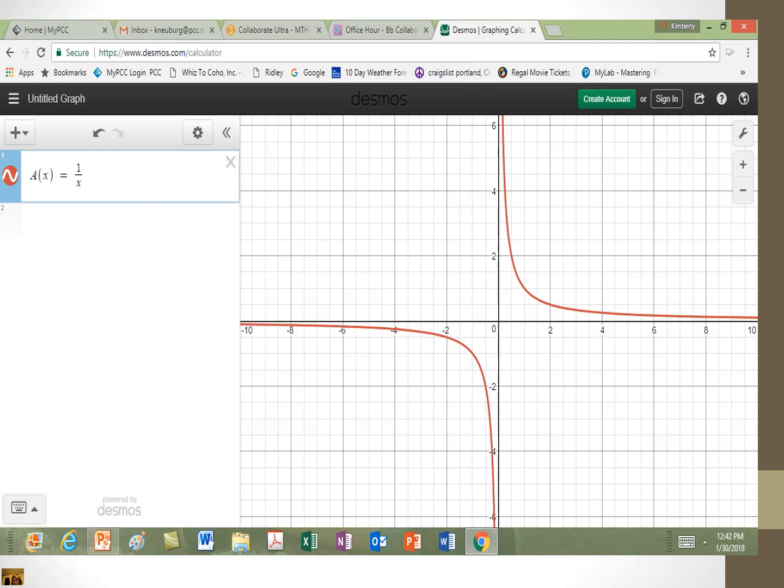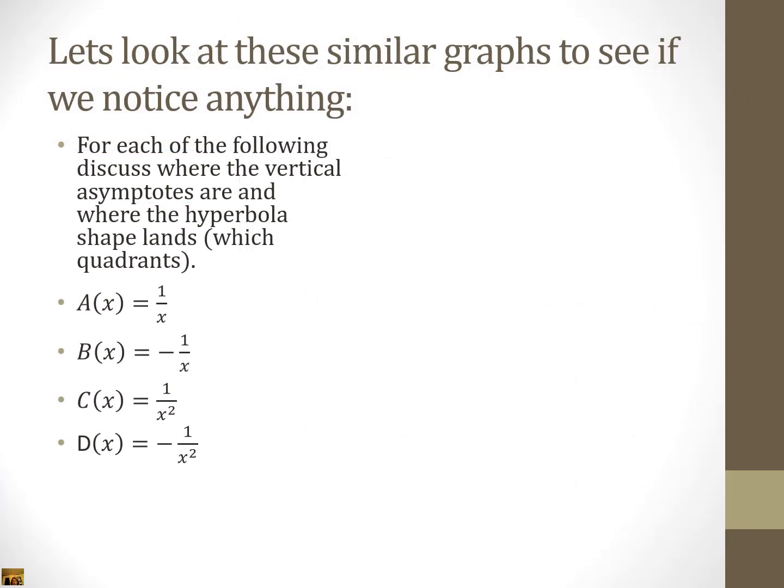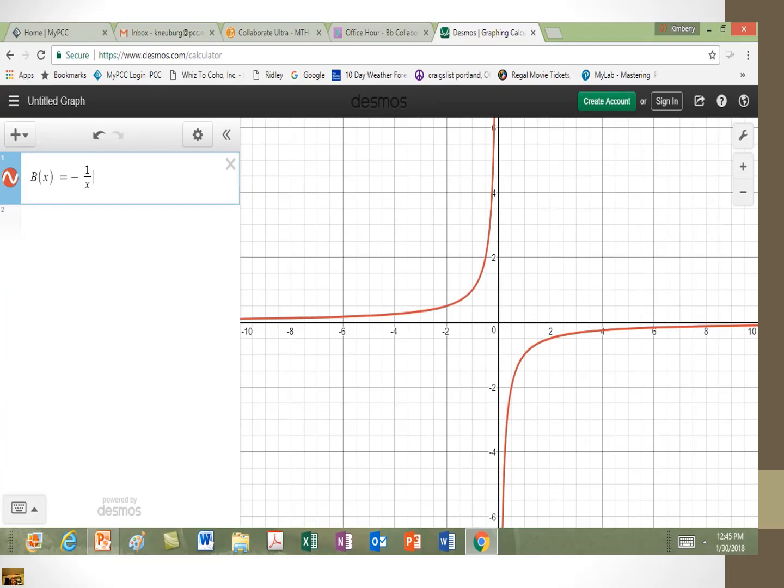Now let's take a look at what happened when we stuck the negative in there. If you'll remember, a negative out front was a transformation that made it so that you reflected over the x-axis. Well, when we take a look at b of x with that negative in there, sure enough, you reflect over the x-axis. We still have our vertical asymptote at x equals 0. But now our hyperbola shape is in the second quadrant, and it's also in the fourth quadrant instead.